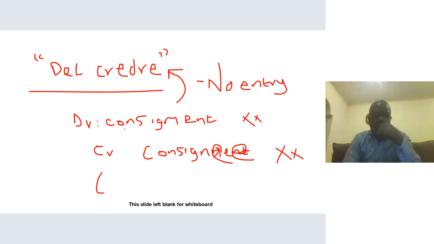Number 9, we have the entry for the final profit. If there is any profit, then 1, you debit the consignment account, and 2, you credit the profit and loss account. And that is being the transfer of profit to P and L.